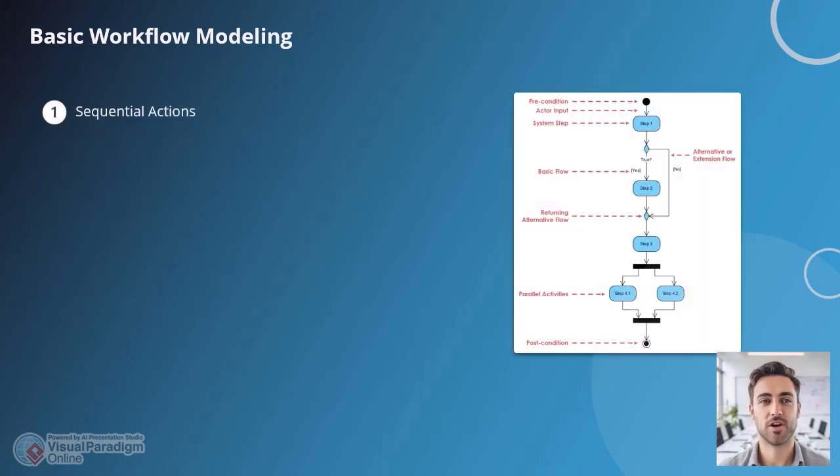Sequential actions are represented by rounded rectangles connected by control flows. This simple structure allows us to define the exact order of operations in a process.